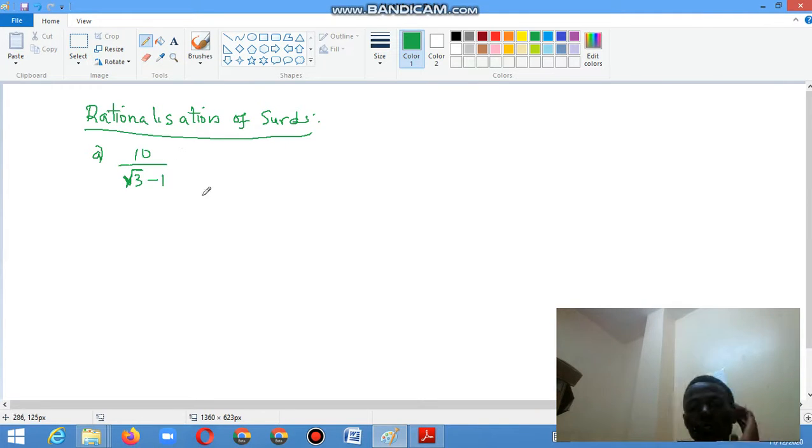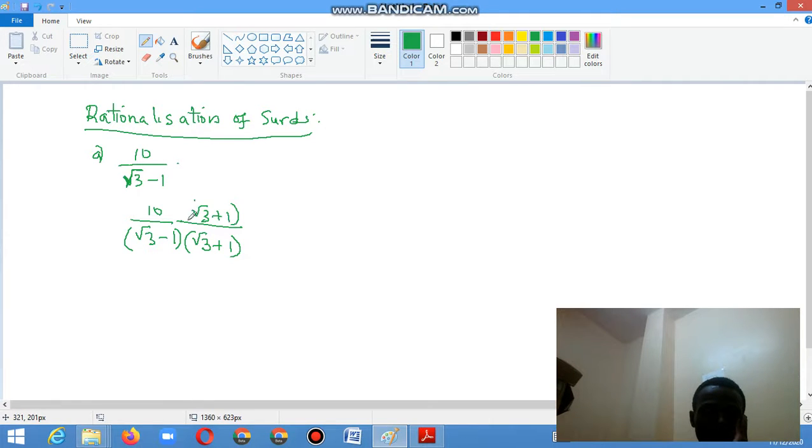So if you are to rationalize this, you multiply with this, but instead of the negative you put a positive, and this is what we call the conjugate. So you multiply by the conjugate of this, up and down. When you multiply that conjugate up and down, you just have to start working it out manually.